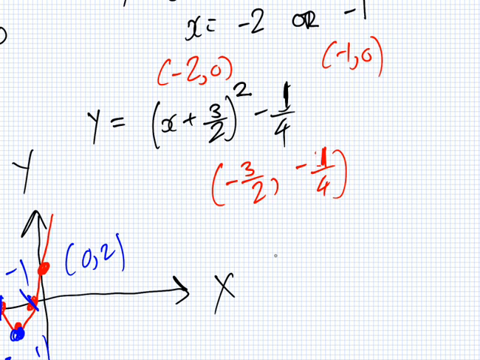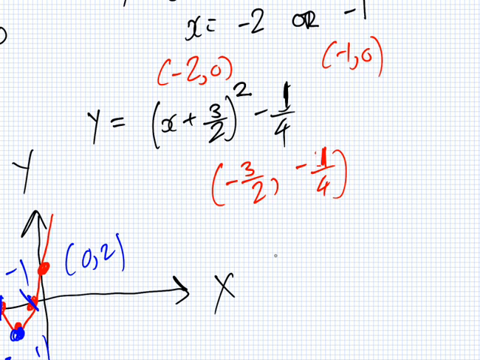So first, easiest point to find is when x equals 0. What's y? 2. So our first point is 0, 2. Okay, next I'll factorize. y equals x plus 2, x plus 1. So what I'll do next is I'll make y equals 0. So then what's x? Minus 2 or minus 1. So I have here minus 2, 0, and minus 1, 0.